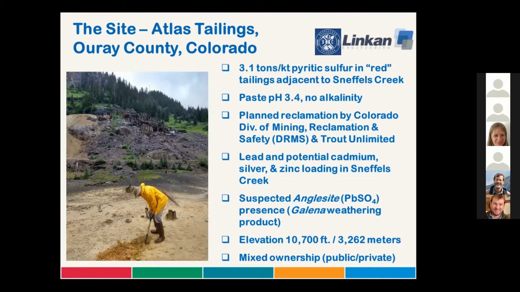So I've never seen this in the information on the site, but I suspect that one source of the lead in the red tailings is the mineral anglesite, which is a lead sulfide weathering product. Do we have any geochemists out there? Does this make any sense? These tailings have been around for a long time. They've been weathering for over a century.